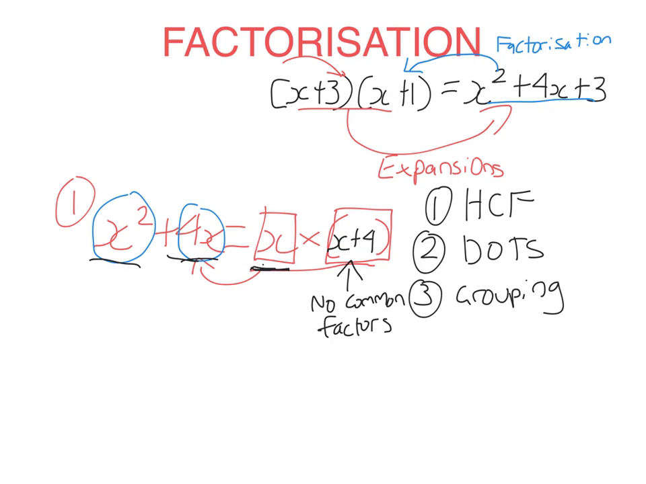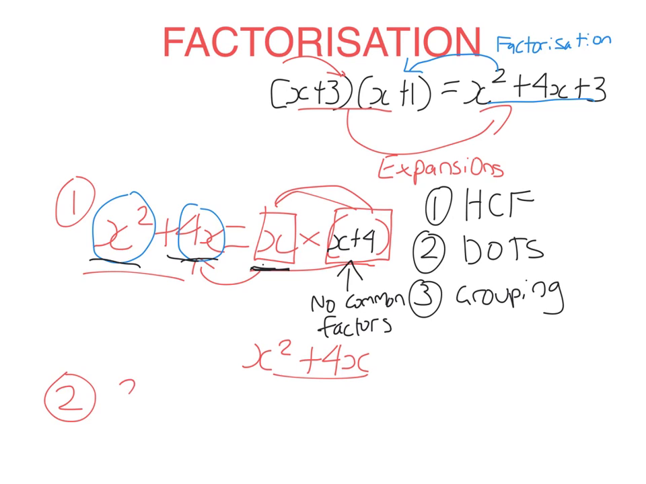If you're unsure whether you got the right answer, you can expand your answer and see if you get the original question. So I go x times x equals x squared, and x times positive 4 gives me positive 4x. So this is the same as my original question, so I know I've done something right. Let's do another example a little faster.